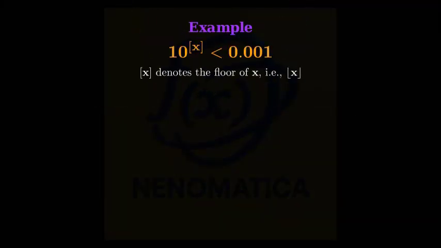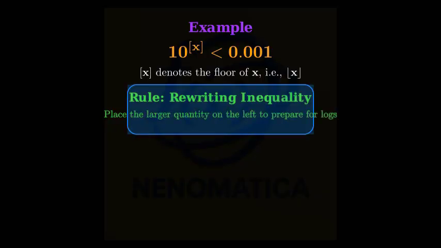Example. We will solve the inequality 10 to the floor of x is less than 0.001, following the exact algorithmic steps. Step 1. Rewrite the inequality with the larger number on the left, just as in the model.